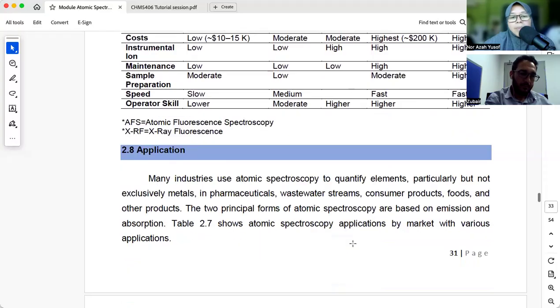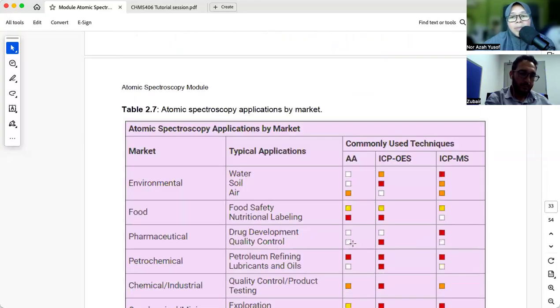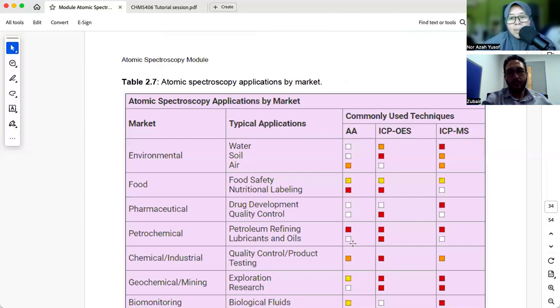All right, so application, you can see here. So ICP-MS is mass spec. So I don't discuss mass spec here. Mass spectrometry is not under this. So only absorption, AA, which is atomic spectroscopy, and emission spectroscopy. O stands for optical. So it's just a matter of the machines using optical technique for the reading.